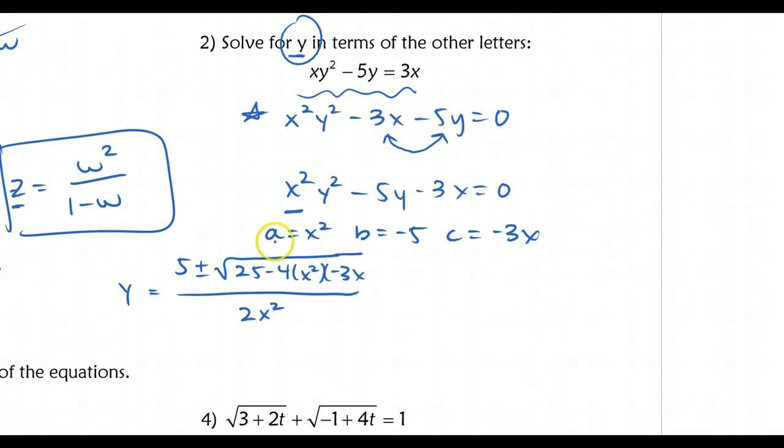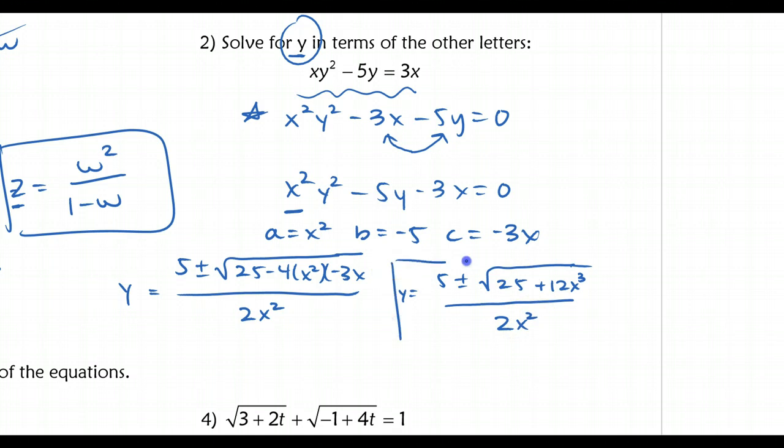Okay, so here I have the quadratic formula just using a, b, and c that I defined up here. I'm just going to simplify this now. So y is going to equal 5 plus or minus the square root of 25 plus 12x cubed, over 2x squared. So this is solving for y in terms of the other numbers and variables. So don't make it too complicated on yourselves, just make sure that you can recognize when something is a quadratic equation. Even if it's not factorable, you can still solve using the quadratic formula. It's just they become tricky when you see more variables in there. So don't get confused, just try to see and recognize quadratics.